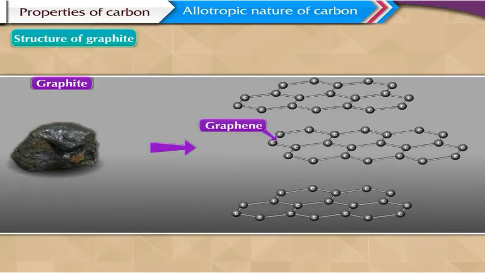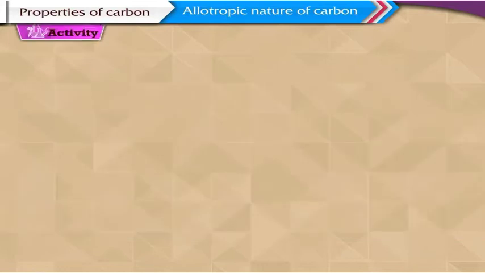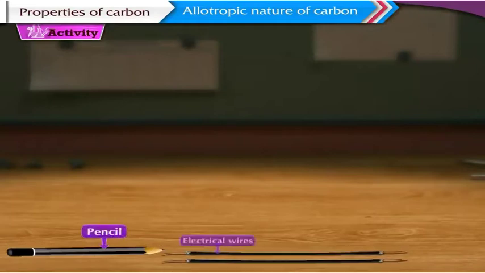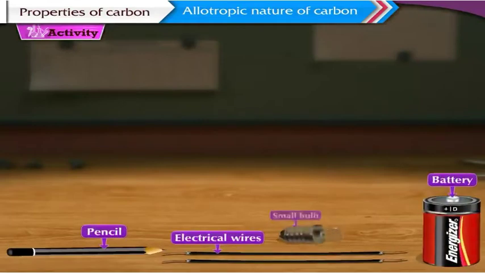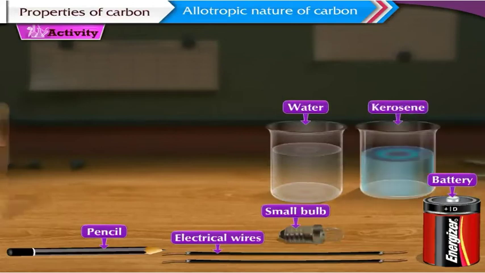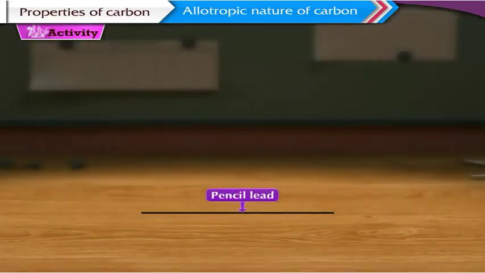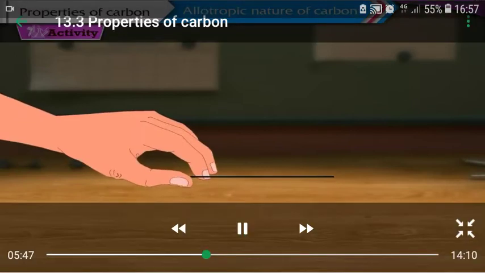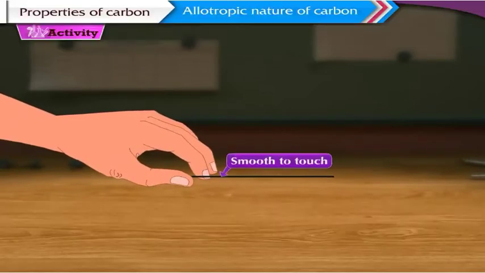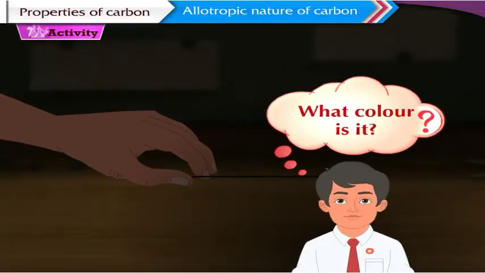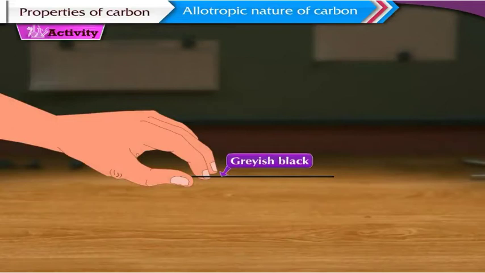Let us perform an activity to understand some properties of graphite. Activity. The apparatus required for this activity are a pencil, electrical wires, a battery, a small bulb, water, kerosene, two test tubes, etc. Let us begin with the activity. First, remove the lead from a pencil and feel it with your fingers. Yes, it is smooth to touch. What color is it? It is grayish-black in color.